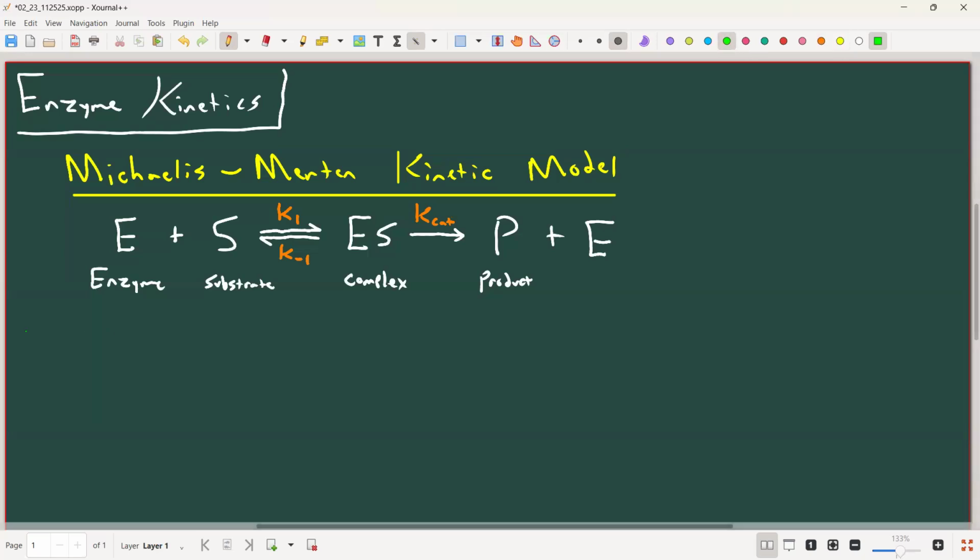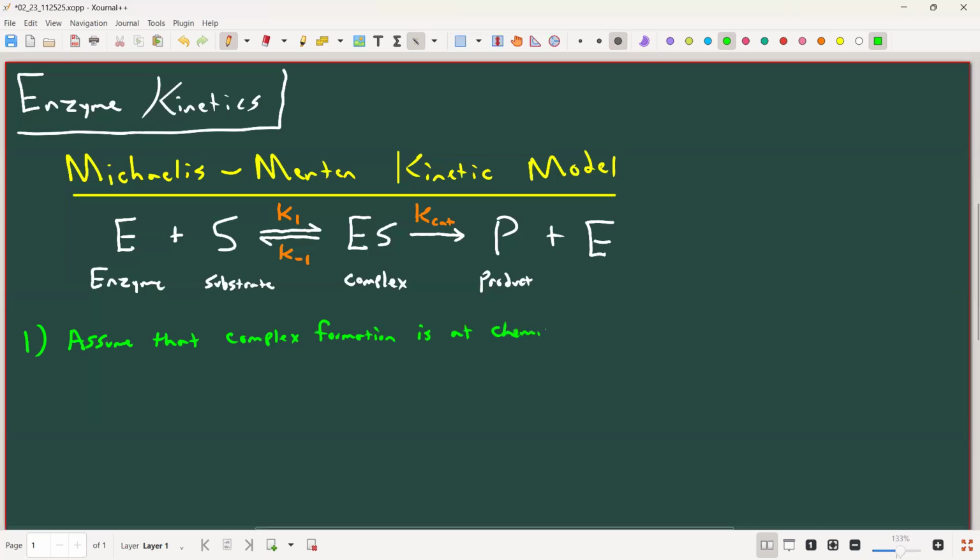Right, so let's first assume that association, that complex formation, is at chemical equilibrium. Always. And so what we can say is that K1 is equal to K minus 1.